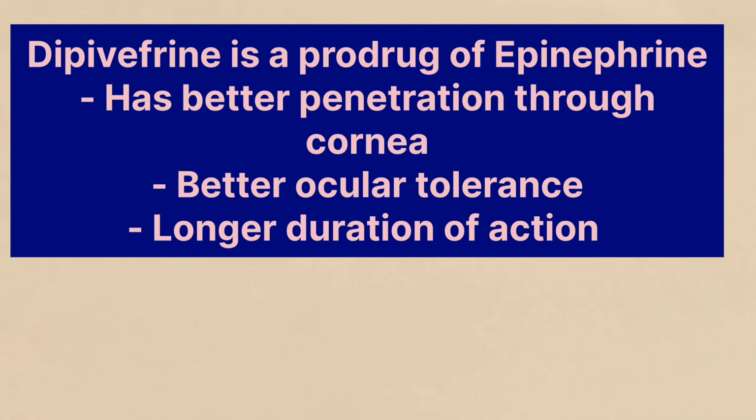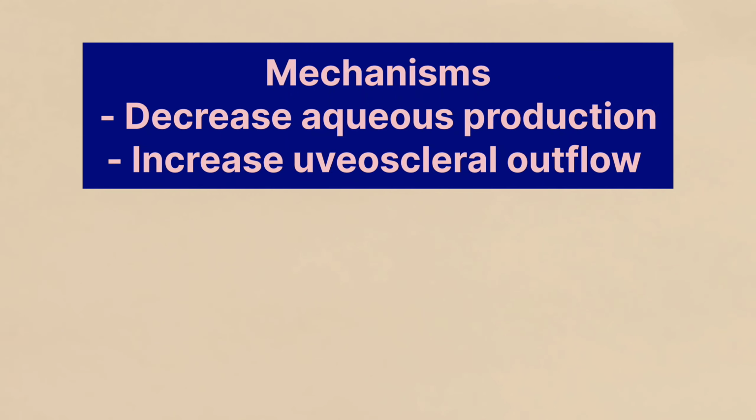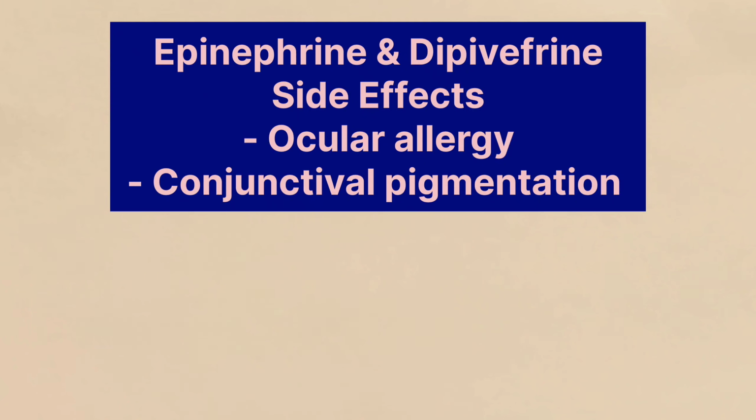The selective alpha-2 agonists, which include apraclonidine and brimonidine, are potent ocular hypotensives which do not cross the blood-brain barrier and hence they have no systemic side effects like clonidine. The mechanisms for lowering the intraocular pressure are they decrease aqueous production and increase uveoscleral outflow. Adverse effect that is common to epinephrine and dipivefrin is ocular allergy. Specific side effect of epinephrine and dipivefrin is conjunctival pigmentation.